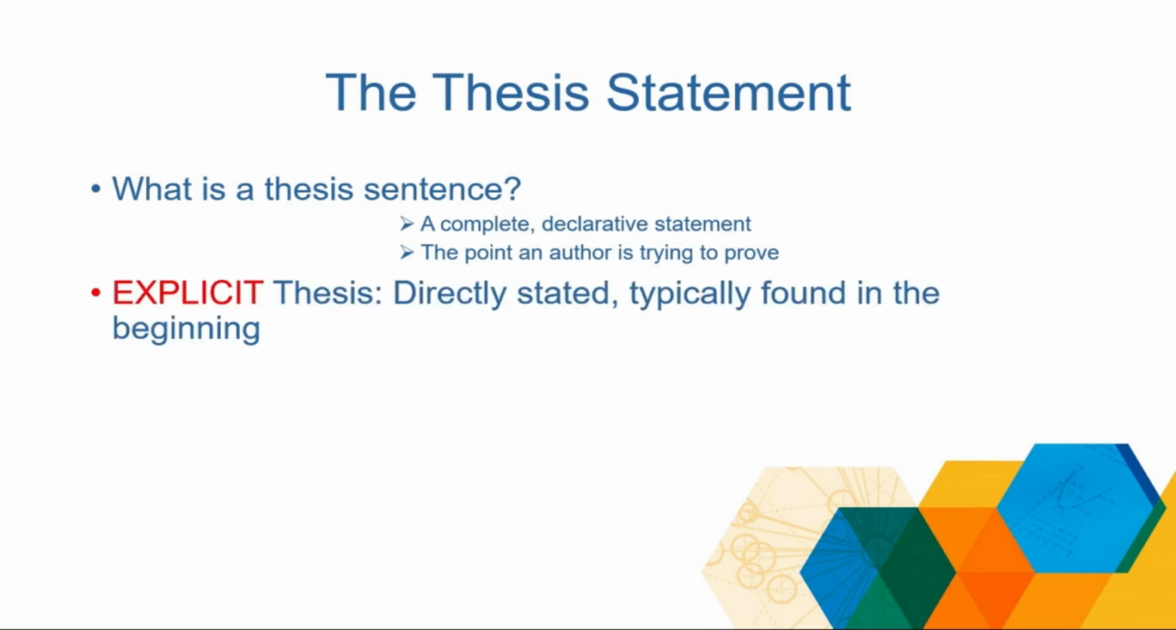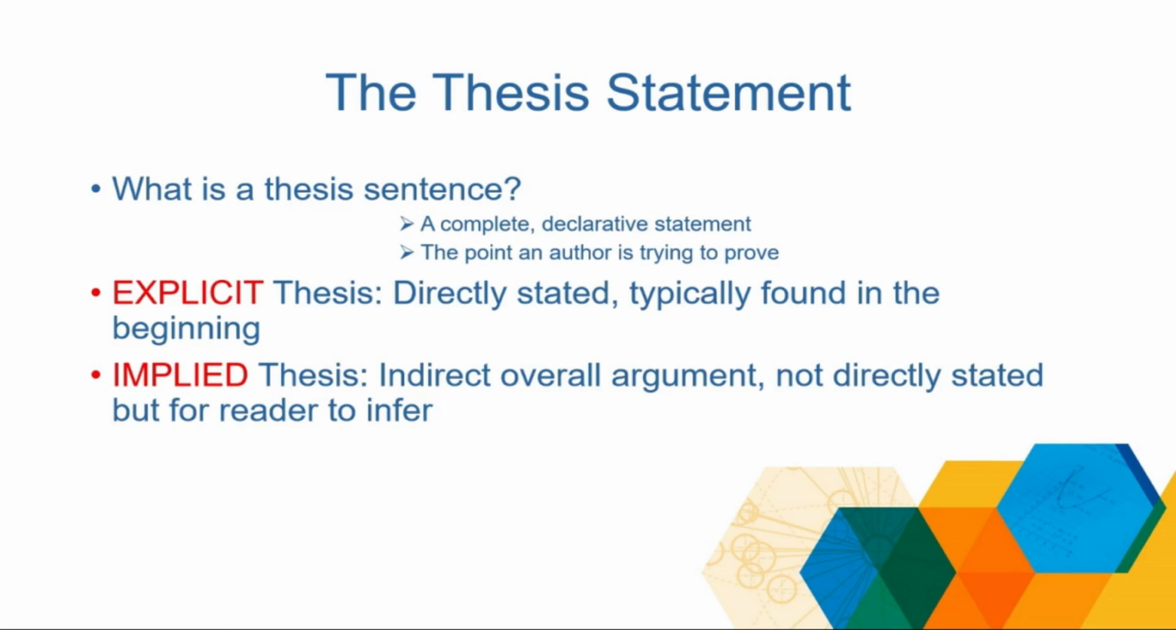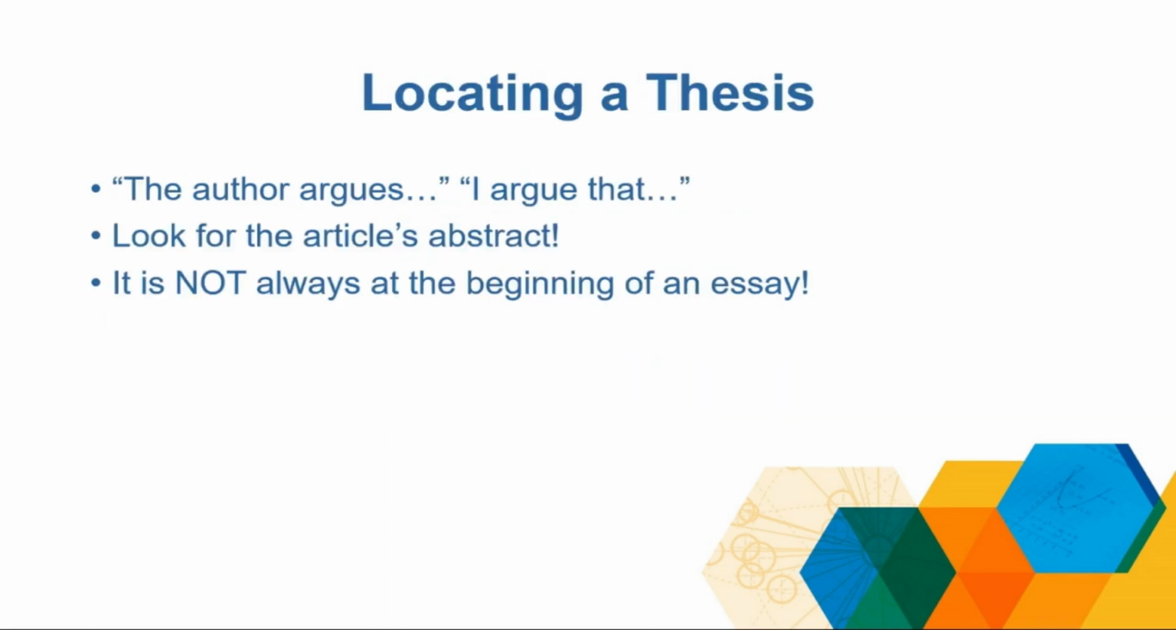A thesis can be explicit or implied. An explicit thesis is directly stated and typically found at the beginning of an article. An implied thesis, however, is more indirectly stated and left for the reader to infer after reading the entire article. While the thesis may answer a question, the thesis itself is a statement and not framed as a question. The thesis tends to begin with declarative phrasing such as, "the author argues," or "I argue that."